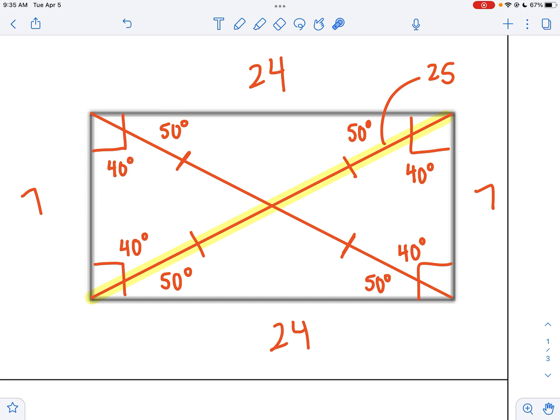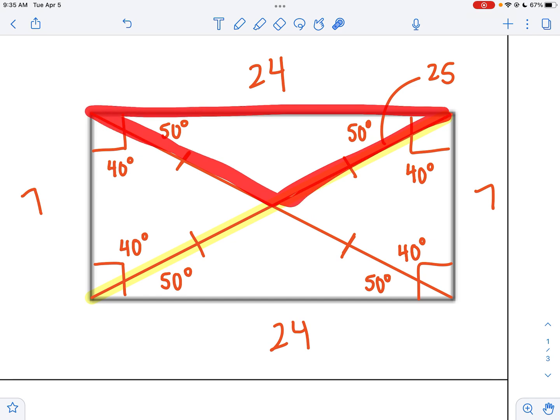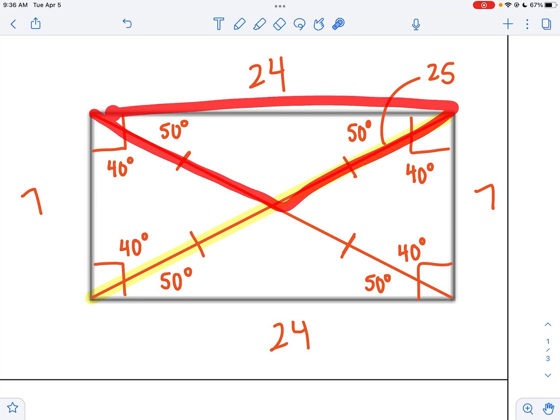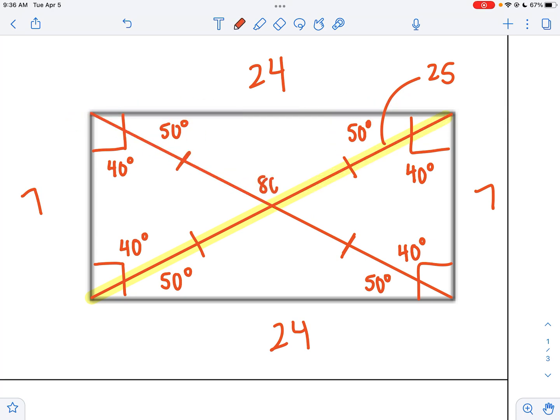Now, because in a rectangle we have all of these triangles that we've created, I can find even these angles, because if I remember that a triangle adds up to 180, well, now I can take 50 and 50, which is 100, subtract it from 180, and now I can find all of these angles.